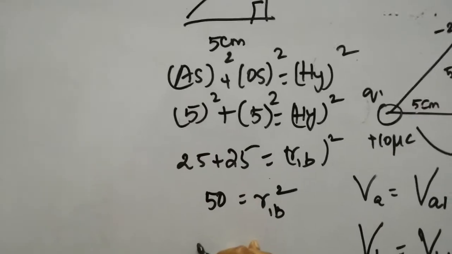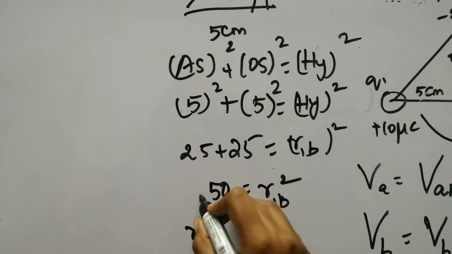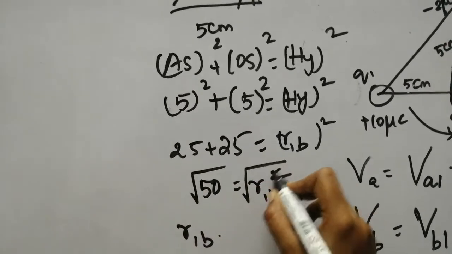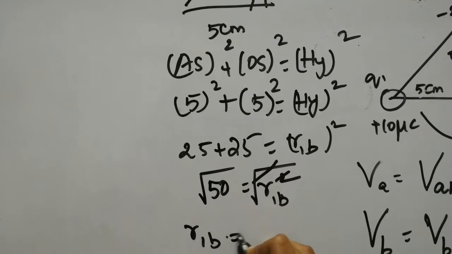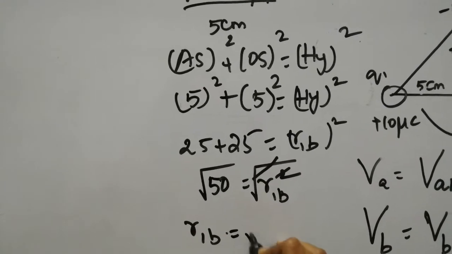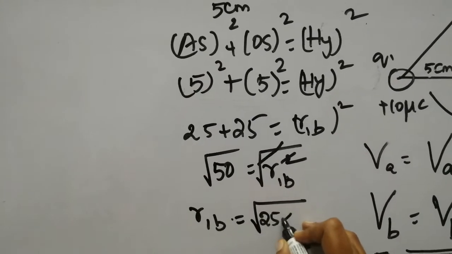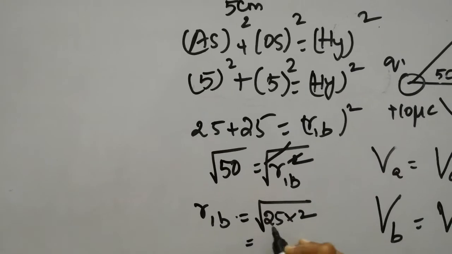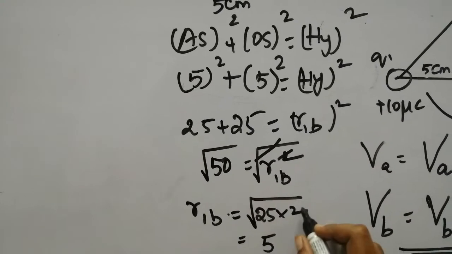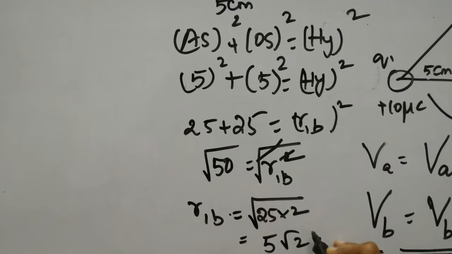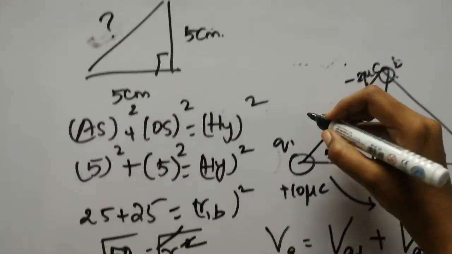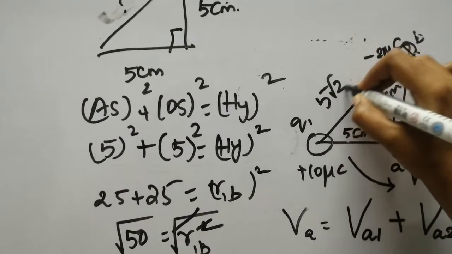We need only R1B, so take the square root on both sides. Square and square root will get cancelled off. Then it is root 50. This can be written as 25 into 2. So root of 25 is 5 and root of 2 is root 2. So it is 5 root 2 centimeter. For this side, it is 5 root 2 centimeter.